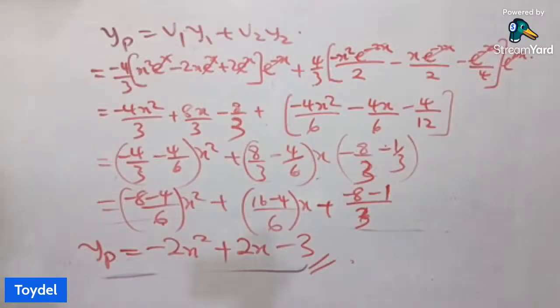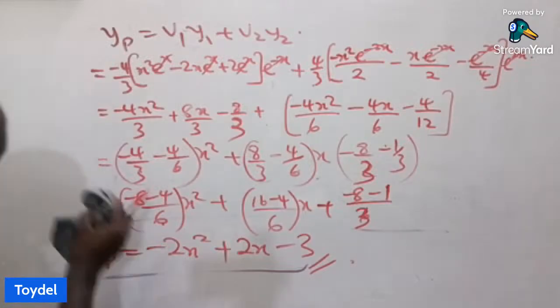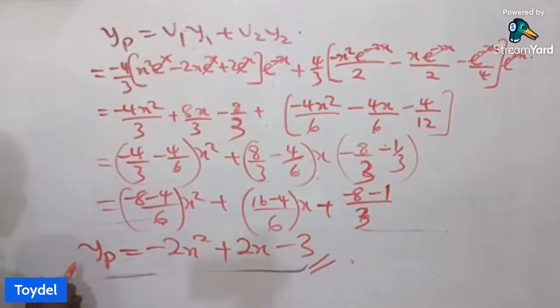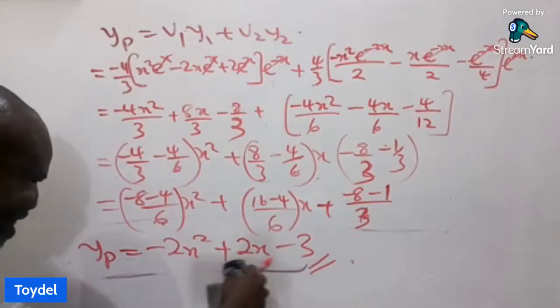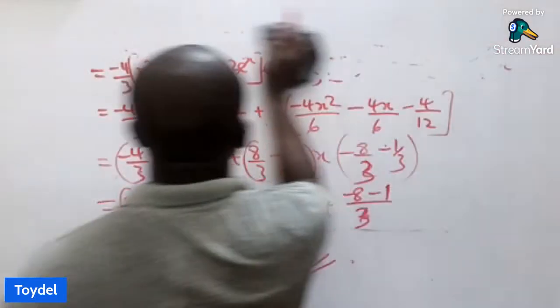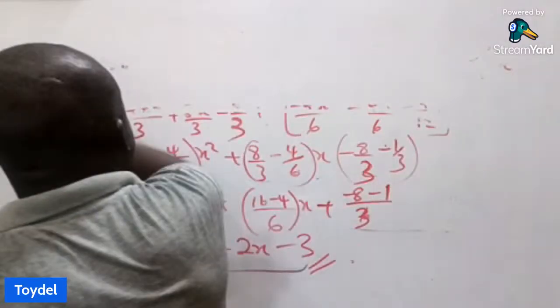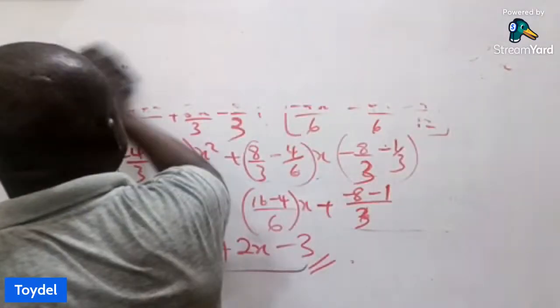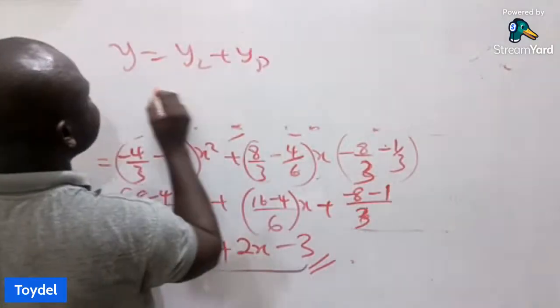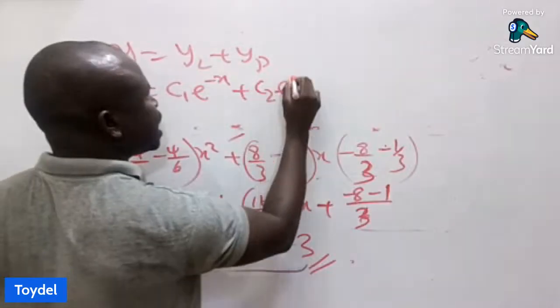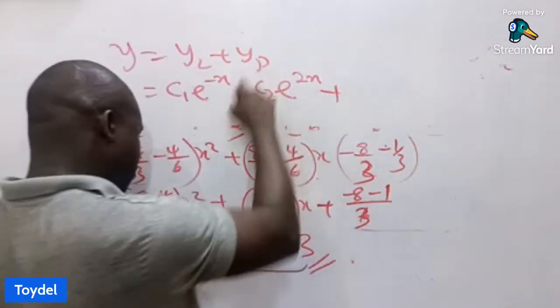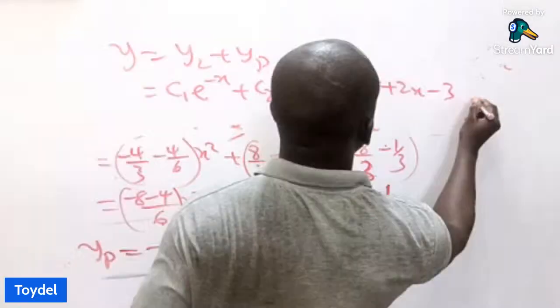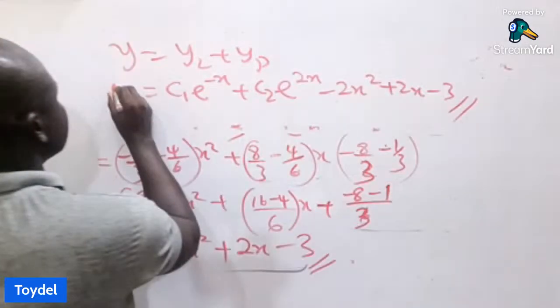So finally, if you compare the two results, when we use method of variation of parameter and method of undetermined coefficient, you realize that the value that we arrive at is the same. Finally, the final solution to this problem, y, will be yc plus yp. So yc is c1 exponential minus x plus c2 exponential 2x, then plus yp, which is minus 2x squared plus 2x minus 3. This is the general solution to example 1.